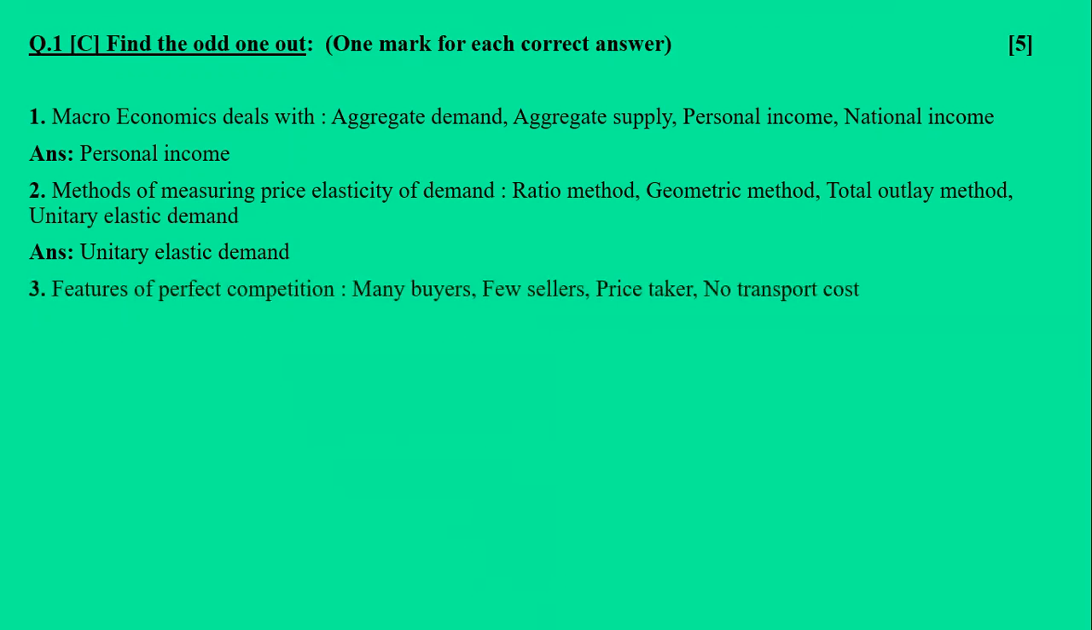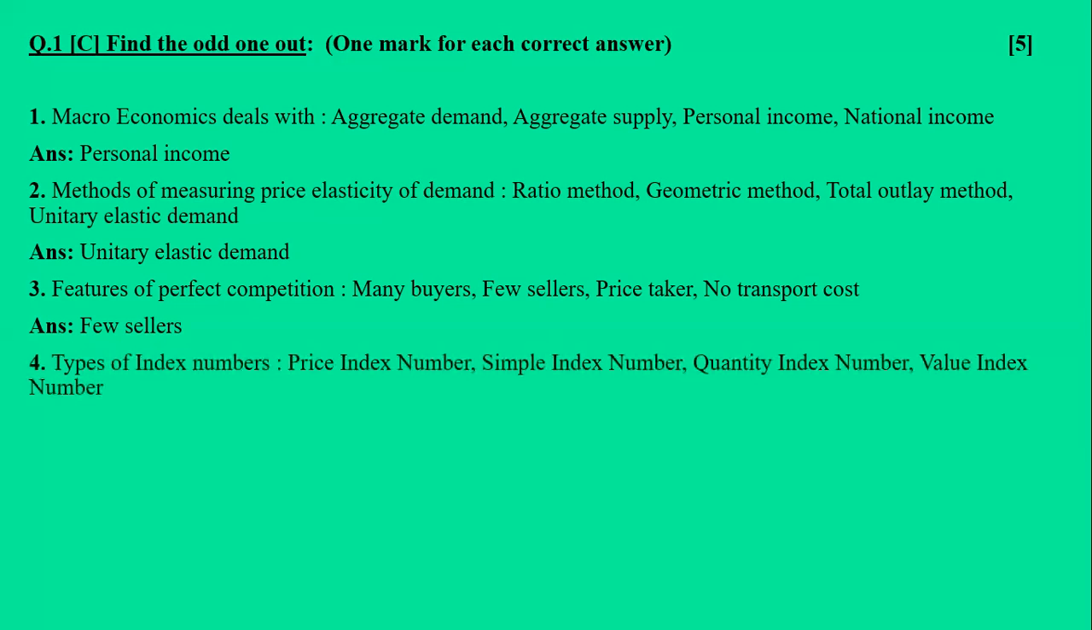The next, features of perfect competition. Many buyers, few sellers, price taker, and no transport cost. The perfect answer here is few sellers, because the features of perfect competition are many buyers, price taker and no transport cost. Few sellers is the feature of oligopoly.